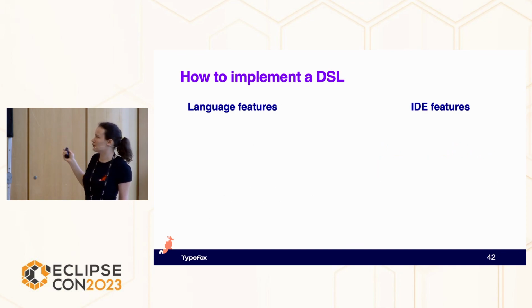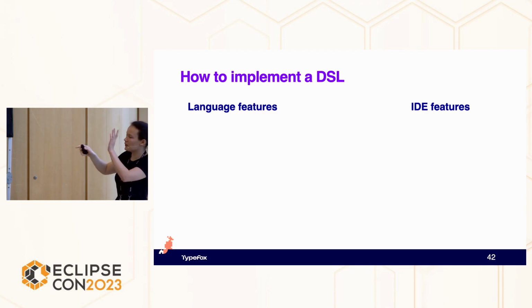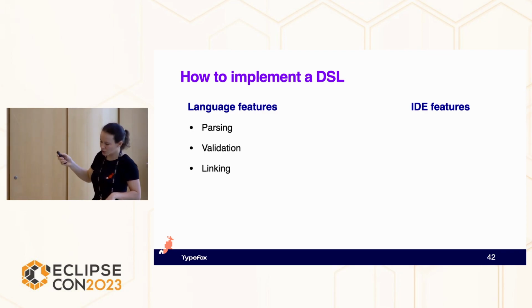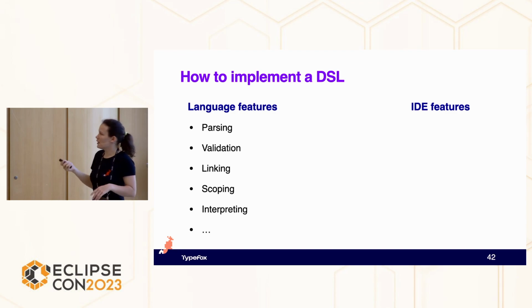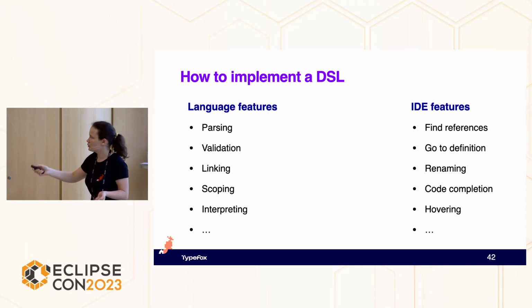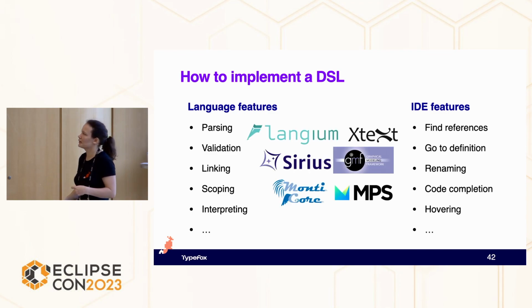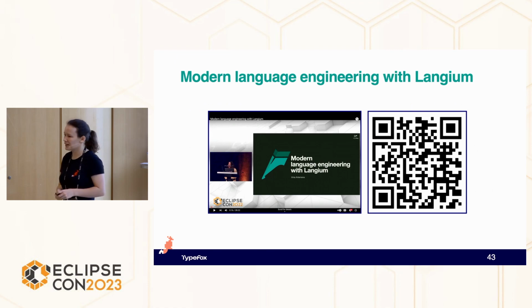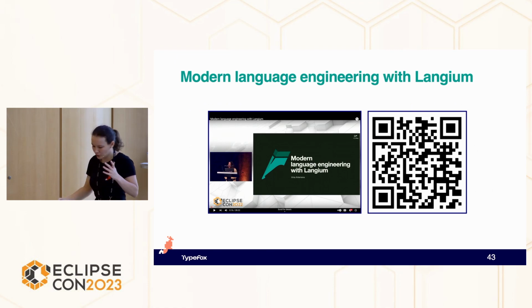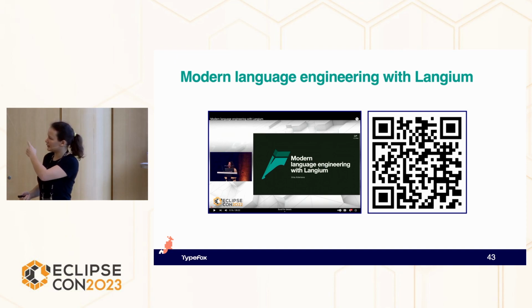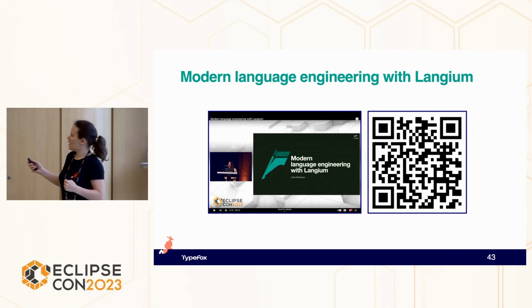So you need to support some language features, just again, one, two, three, four, five, six, seven, so many things. And for IDE features, you have to implement many things too. And for that, you can use different language workbenches. Since I'm working in TypeFox and we develop Langium, I'll give a short recall about Langium. That's a talk from the previous year. If you want to know a bit more about Langium, you can scan the QR code and watch it.